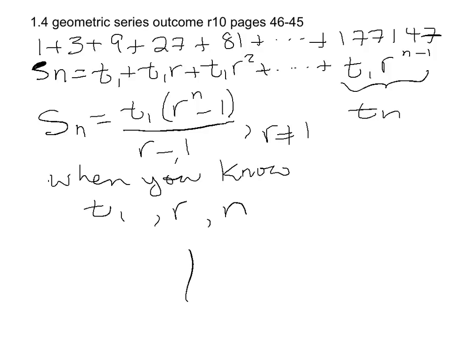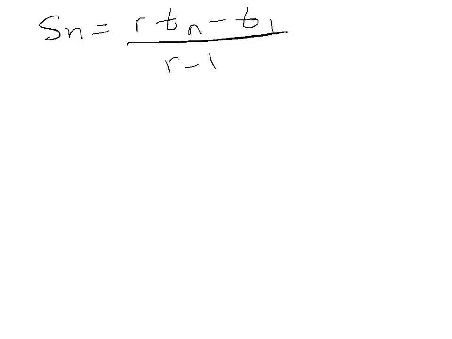All right. Now, our second formula, actually, let's just get a new slide because I can't figure that other feature out. My second formula is Sn equals R times Tn minus T1, all divided by R minus 1. And the same condition has to be on here where R can never equal 1 because of the R minus 1.